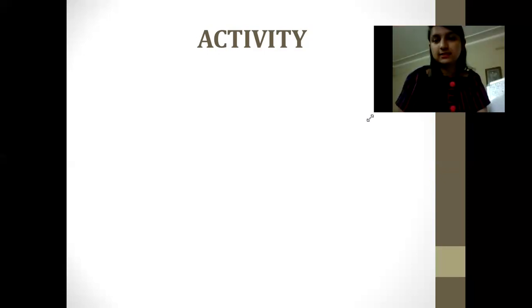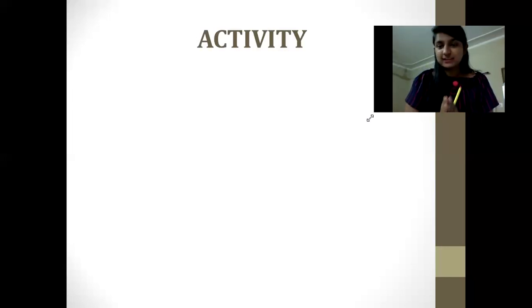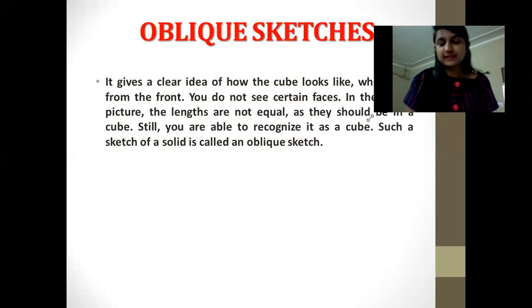So for that, we have a certain method for making solid shapes in sketch form, that is oblique sketches. This is today's topic, oblique sketches. As I have used the mathematical notebook of boxes, we are able to draw the appropriate 3-dimensional shape and 2-dimensional shape, so that we can analyze the difference between 2-dimensional and 3-dimensional shapes.